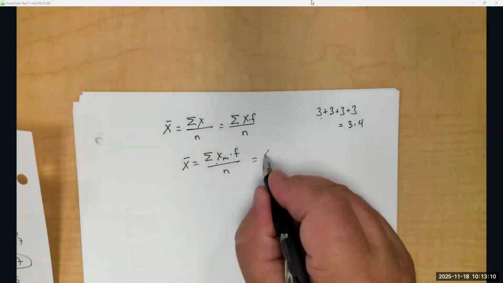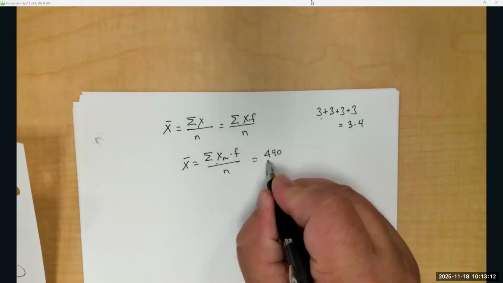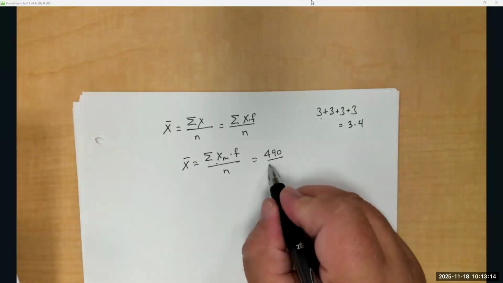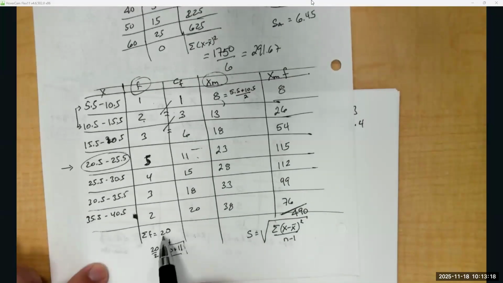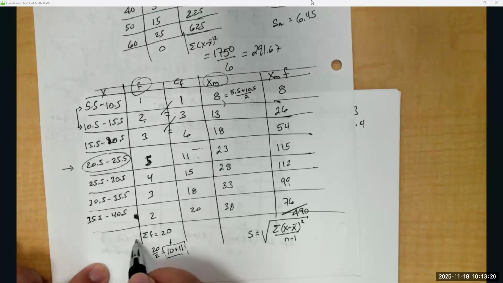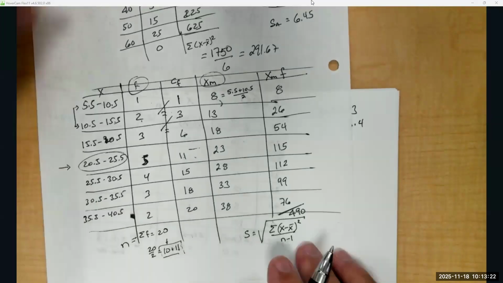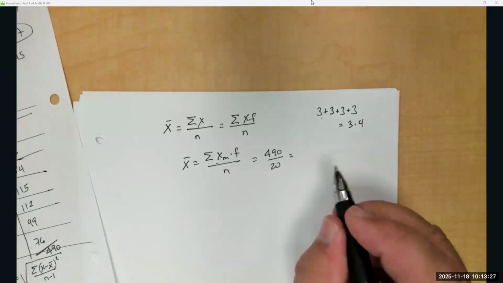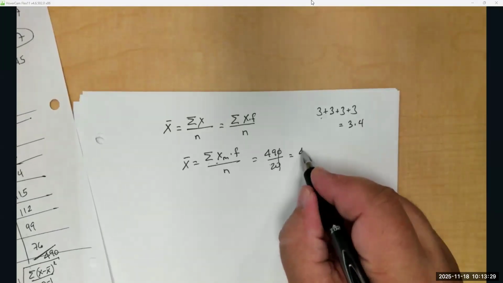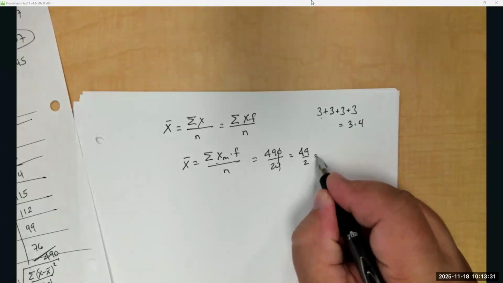Okay, so we have 490 divided by our n, which is the summation of all the frequencies. So divide that by 20. The zeros cancel, so we have 49 divided by 2.